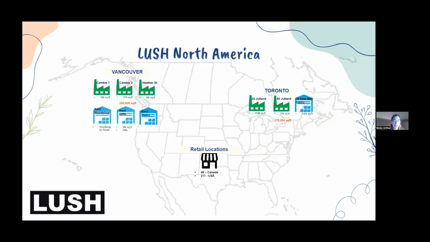So LUSH North America is centered around our manufacturing facilities in Canada, which are in Vancouver and also in Toronto. These 2 facilities supply and support 260 shops across the USA and Canada. Our 2 manufacturing hubs are around 250,000 square feet at each location. So in the east, we've got 2 manufacturing buildings and East Mall Distribution Centre. And then in Vancouver, again, 3 factories and a distribution centre, a wood shop and the gifts department.